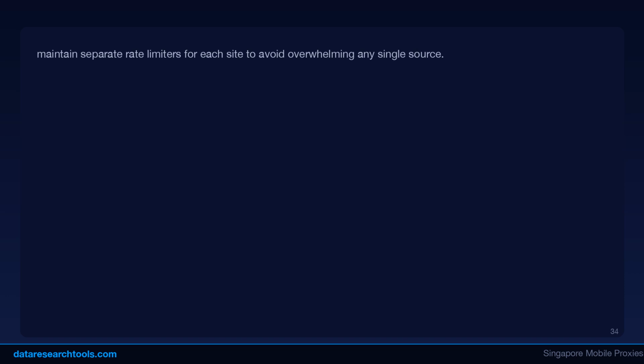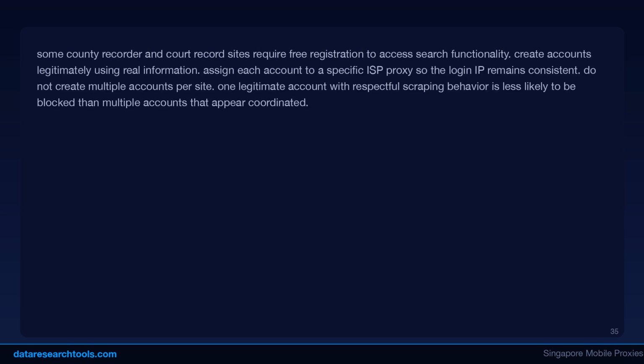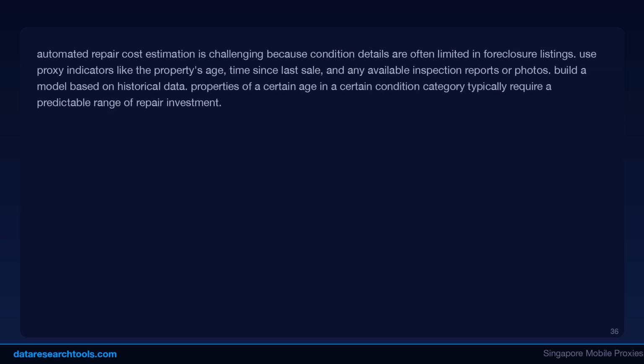Do you need separate proxies for each county courthouse website? Not necessarily separate proxies, but you do need separate proxy configurations. Use ISP proxies with static IPs for county sites that require session persistence, and consider using IPs geolocated to the same state as the county. For federal sites like HUD Home Store, standard residential rotating proxies work well. Maintain separate rate limiters for each site to avoid overwhelming any single source.